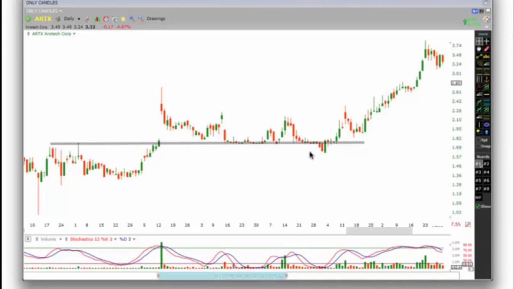This was a scary moment for a few days because the price broke the support level at $1.69 and went below to $1.57. These were scary days. However, on the following days, we have a nice green candle here. This is the bullish engulfing. We have another signal here.